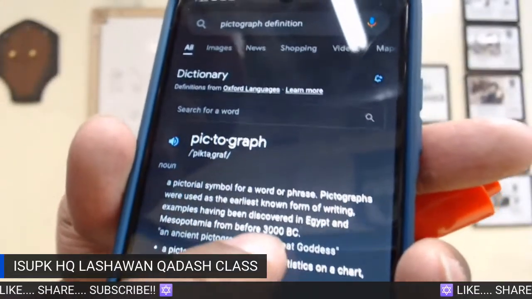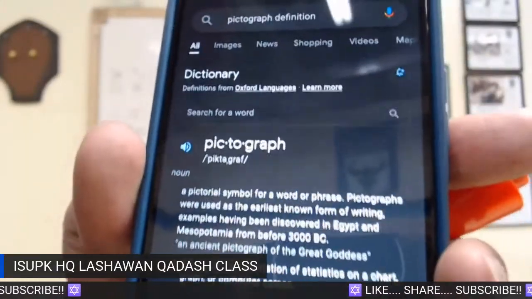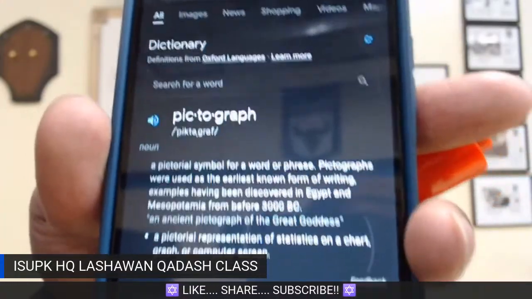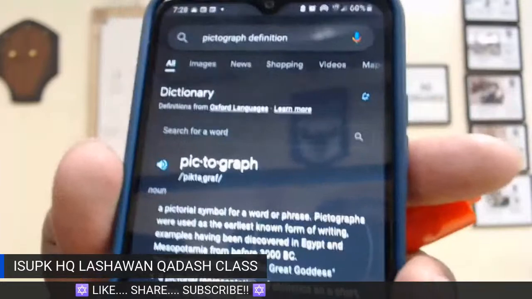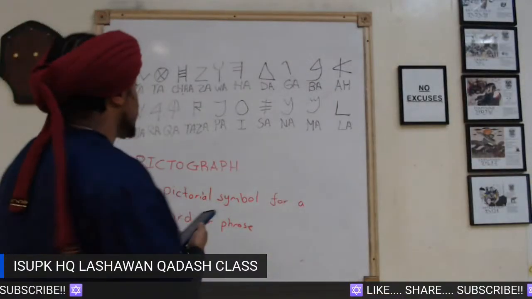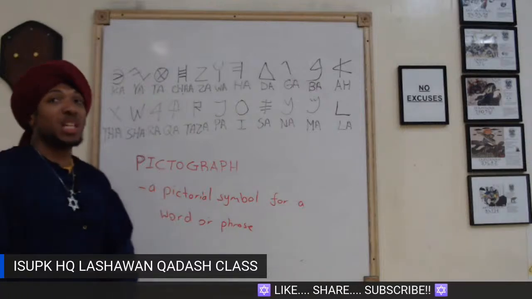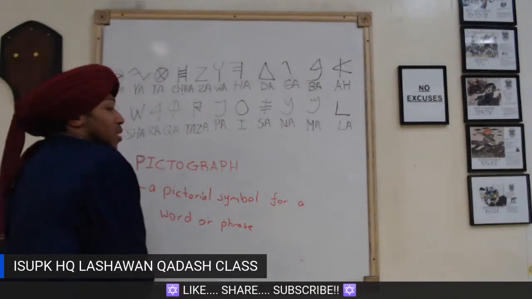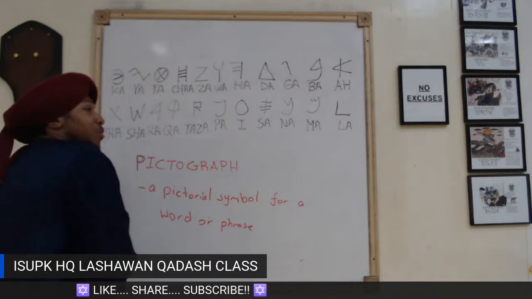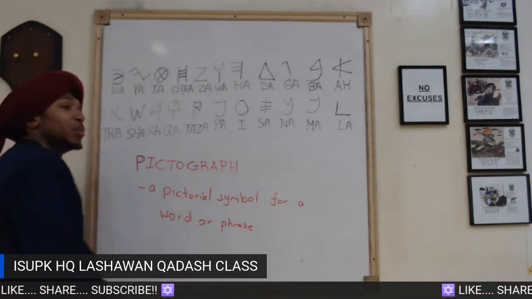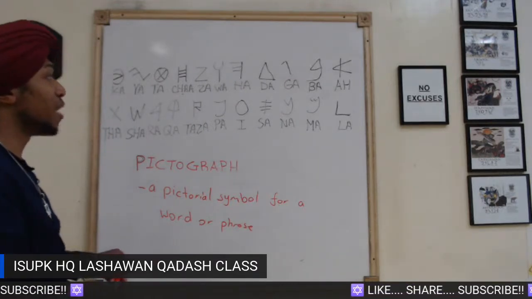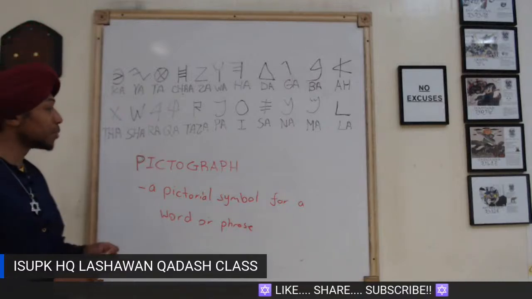Mesopotamia from before 300 BC, right? And you say from before 300 BC because before 300 BC was before Egypt was ever anything. All right? Okay, so before 300 BC means it was before Egypt, right? Who was reading and writing before Egypt? The Hebrews, right? The Hebrews was reading and writing before Egypt, all right?